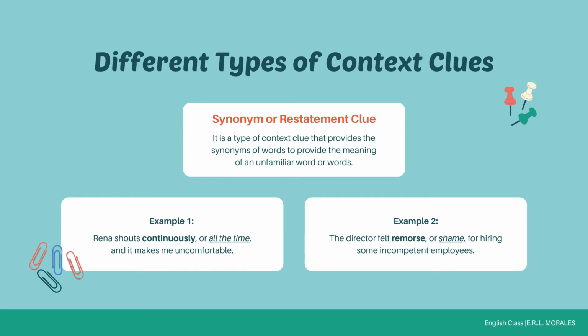A second example will be: The director felt remorse or shame for hiring some incompetent employees. So remorse means shame. In here you can see that they are giving you clues, restatement clues, so that you can get the meaning of the unfamiliar word remorse.